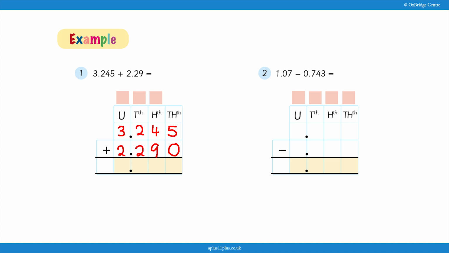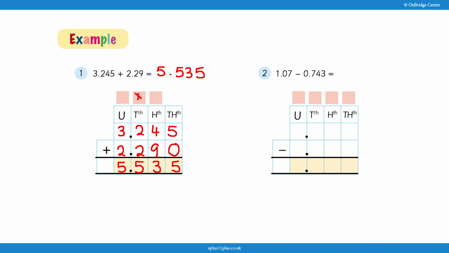Then you work it out. 5 plus 0 is 5. 4 plus 9 is 13. You carry the 1. 2 plus 2 is 4. Plus the 1, that gives 5. And 3 plus 2, which is 5. And your final answer is 5.535.